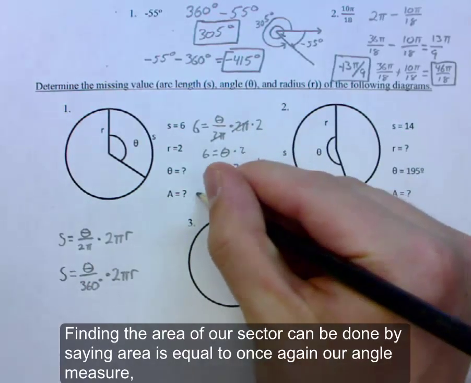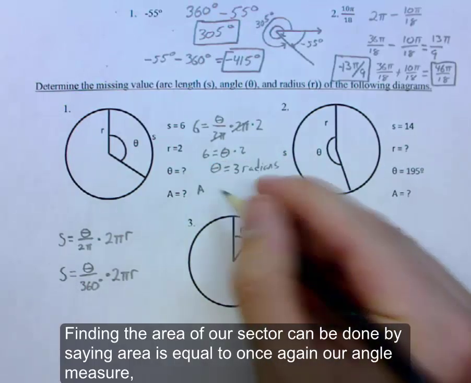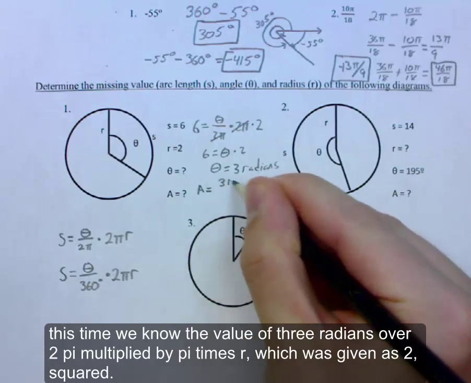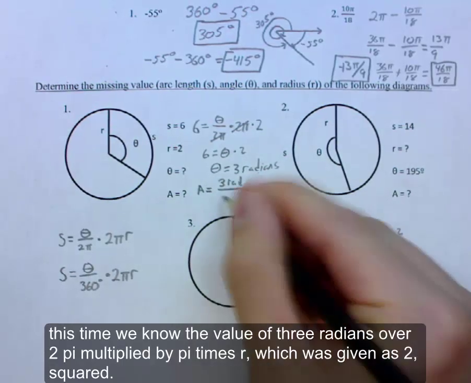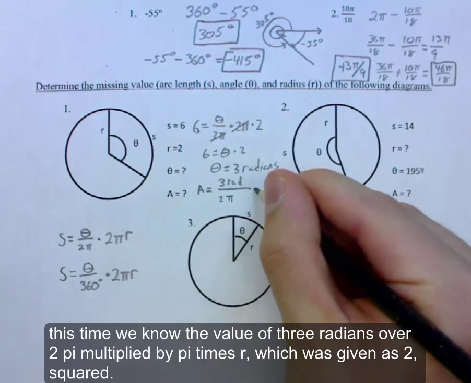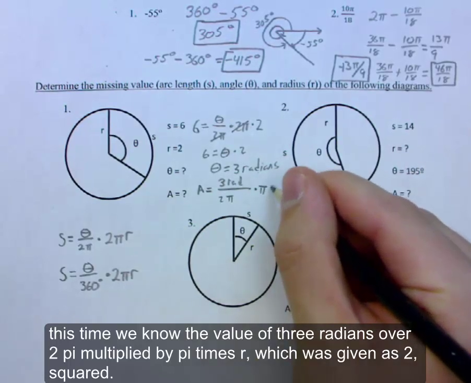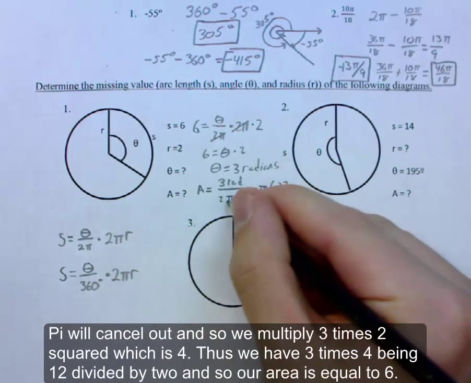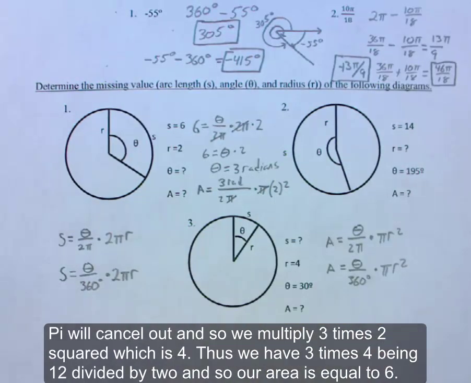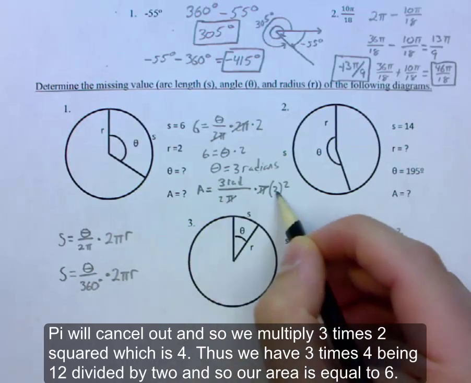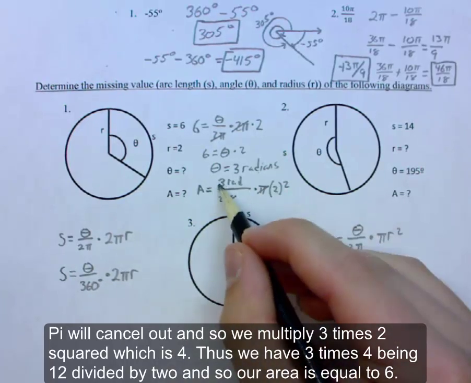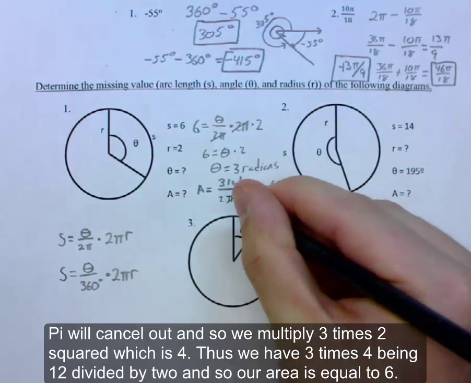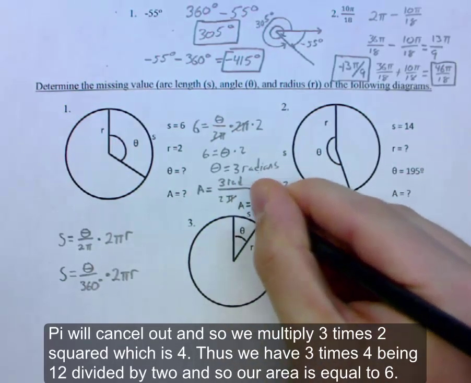Finding the area of our sector can be done by saying area is equal to, once again, our angle measure, this time we know the value of 3 radians, over 2 pi multiplied by pi times r squared, where r was given as 2. Pi will cancel out, and so we multiply 3 times 2 squared, which is 4. Thus we have 3 times 4 being 12 divided by 2, and so our area is equal to 6.